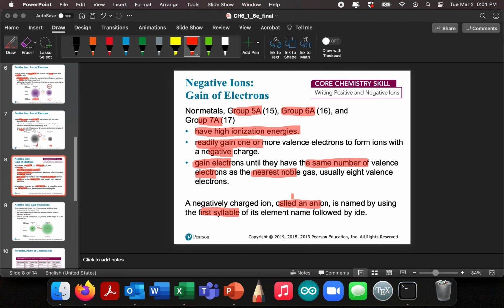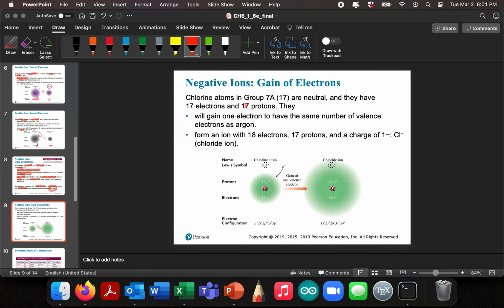A negatively charged ion, which we're going to call an anion, is named by using the first syllable of its element name and then putting the suffix "ide" at the end. All right, so here's an example. Chlorine, which is in group 7A, has 17 electrons and 17 protons. It has 7 electrons in its outer shell.